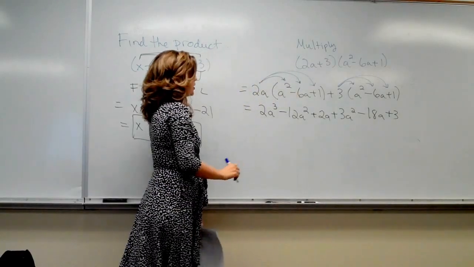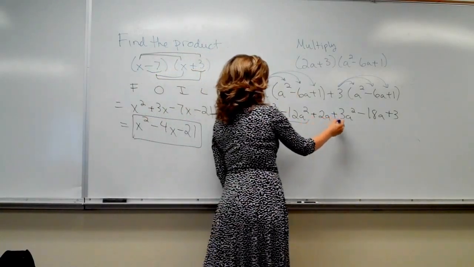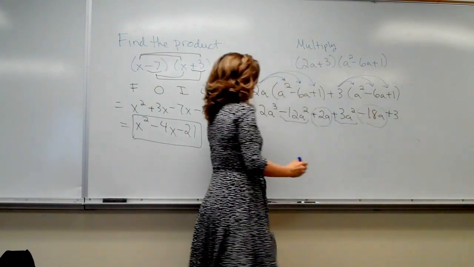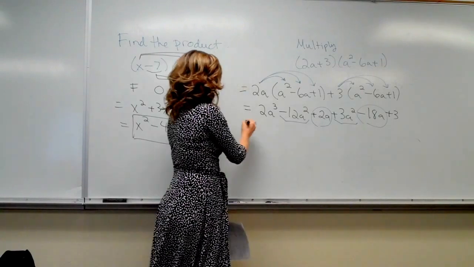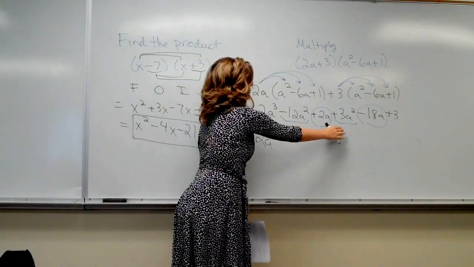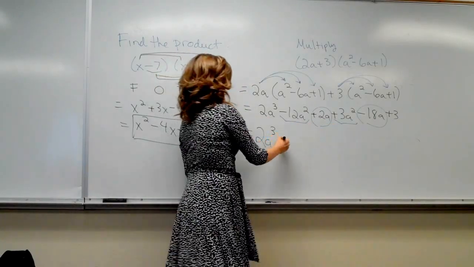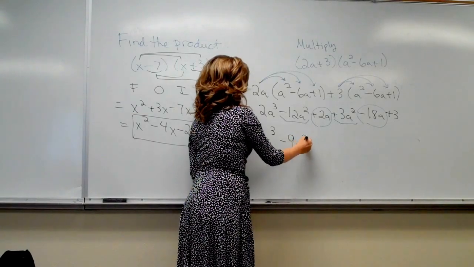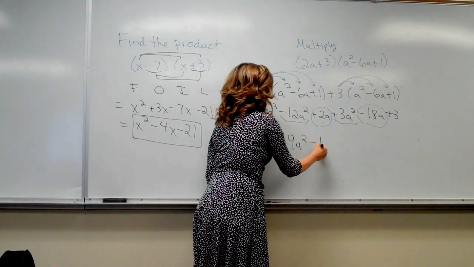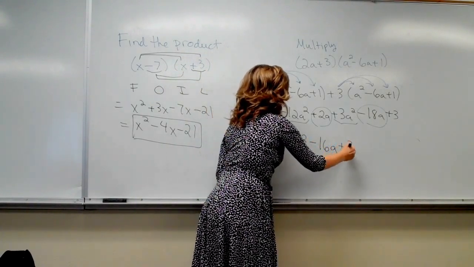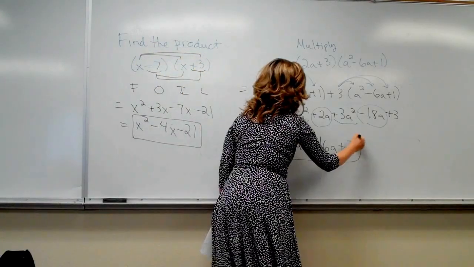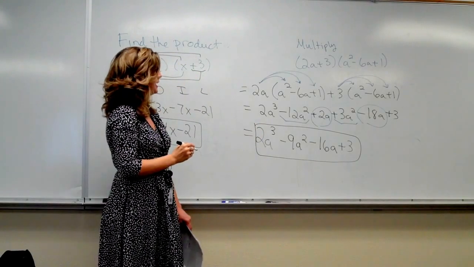All right, do we have any like terms to simplify? This one and this one are like, and then this one and this one are like. And the other two I'm simply going to copy over. So I've got 2a cubed, minus 12a squared plus 3a squared is minus 9a squared, plus 2a minus 18a is minus 16a. And then we copy over the plus 3. All right, and this is the answer. None of these are like terms and cannot be added any further.